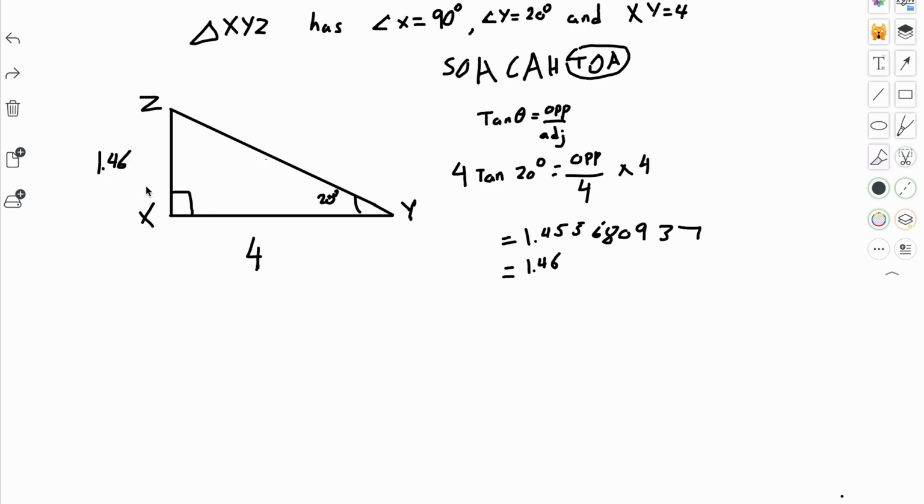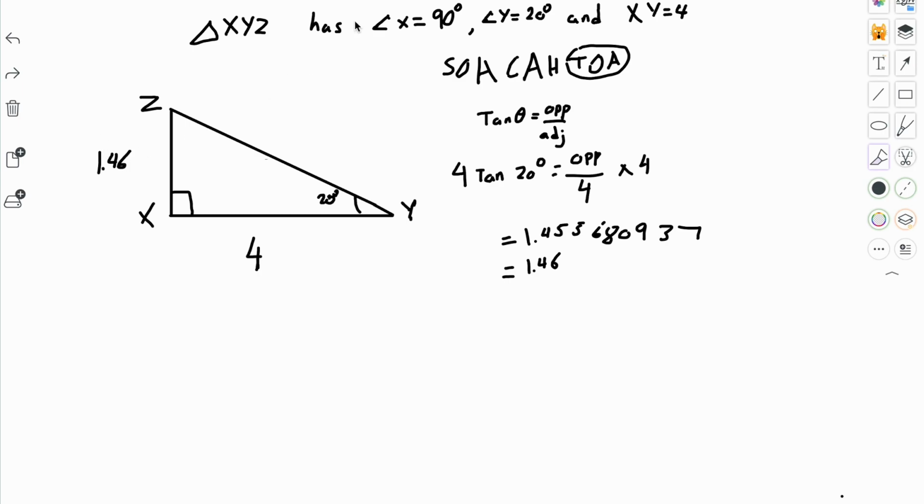This does not look like 1.46, but this triangle isn't going to be as steep. I just drew it like that, but you can use it as a kind of reference, but the drawing itself is not 100% correct. All right, now moving on.